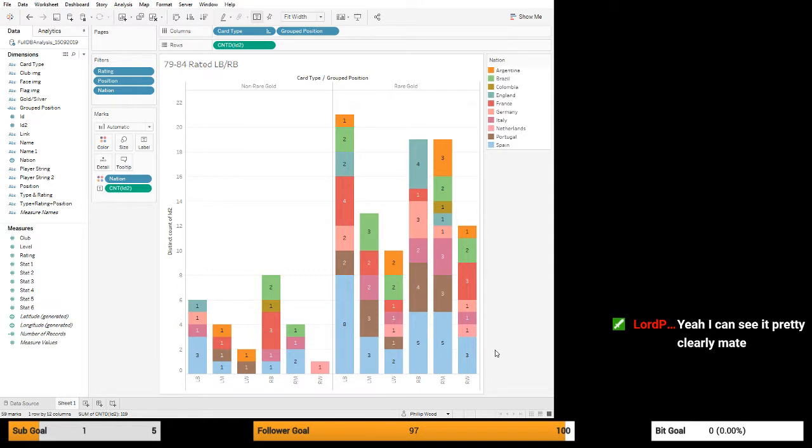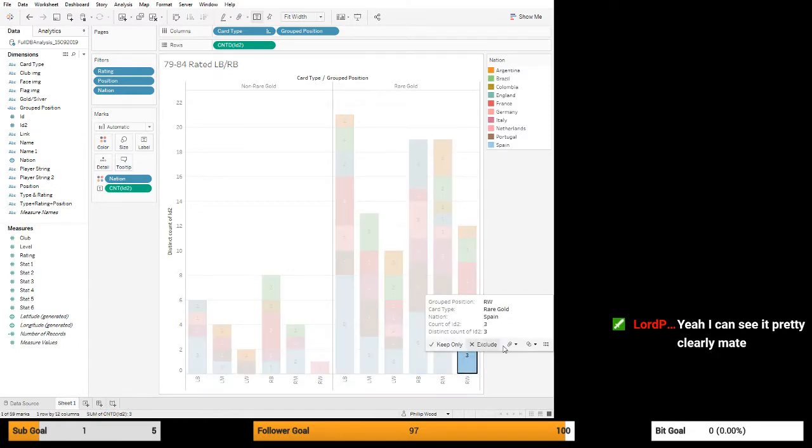So Spain is pretty good actually. Spain is good for wingers, although left wingers, look at that. They've got 8 right wingers, 5 left wingers. Is this useful to see? I mean, you need to see player names, I guess. But we can produce lists from this pretty easily though, right?